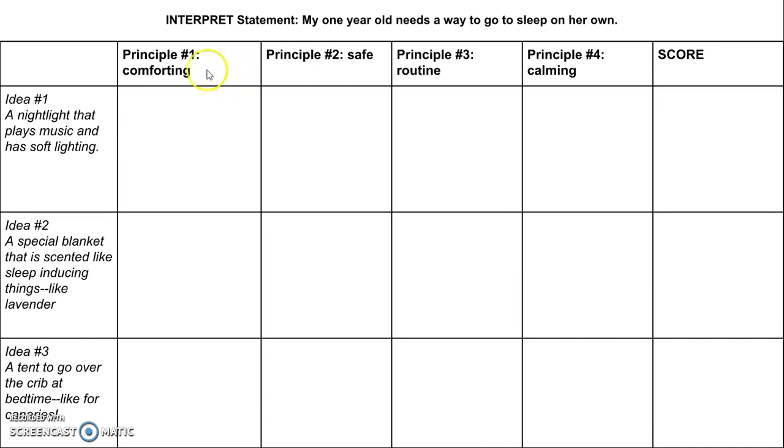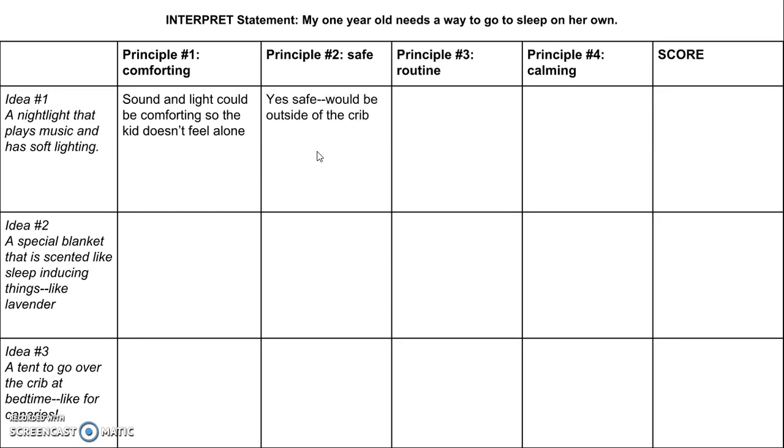The first thing you're going to do is take an idea and analyze it against each principle. So this is what that looks like. Take idea 1, analyzing it against this comforting concept. I think that this concept here could be comforting because sound and light might make the kid feel like they're not alone. Okay? Then, looking over here, the second principle, it being safe.